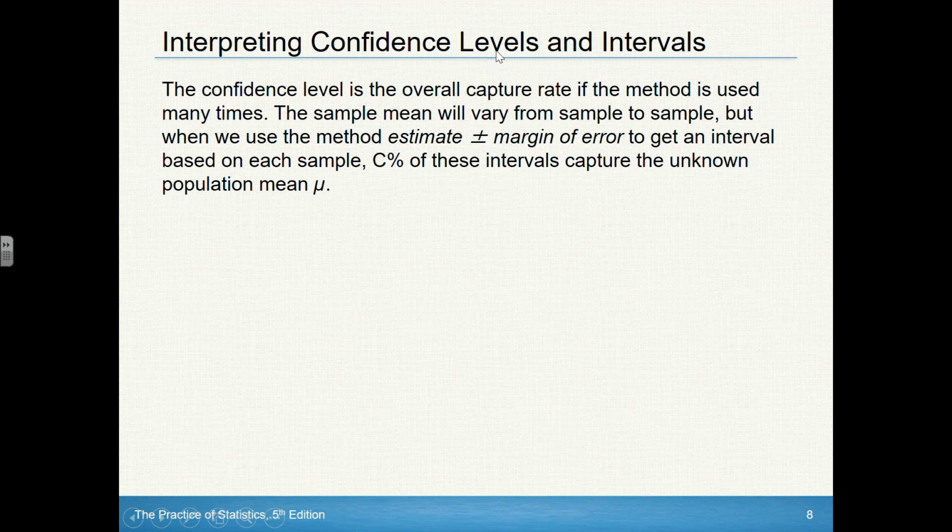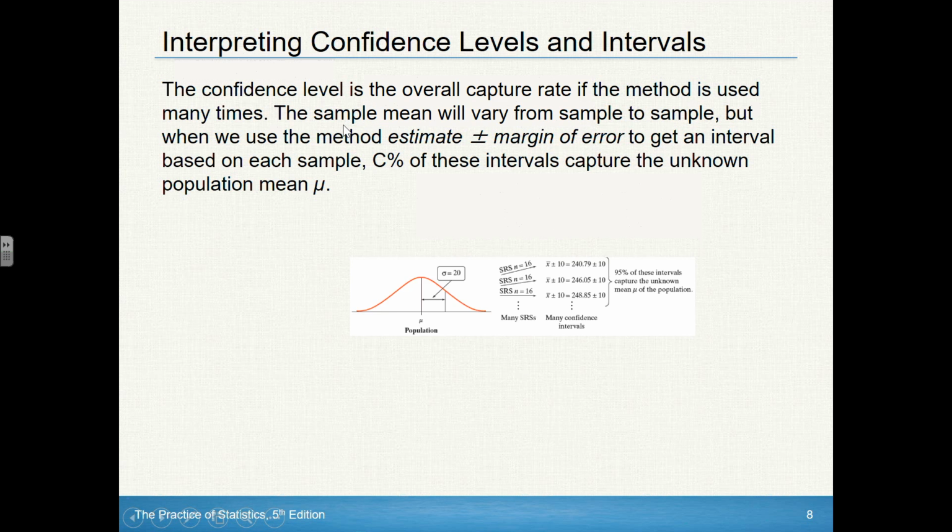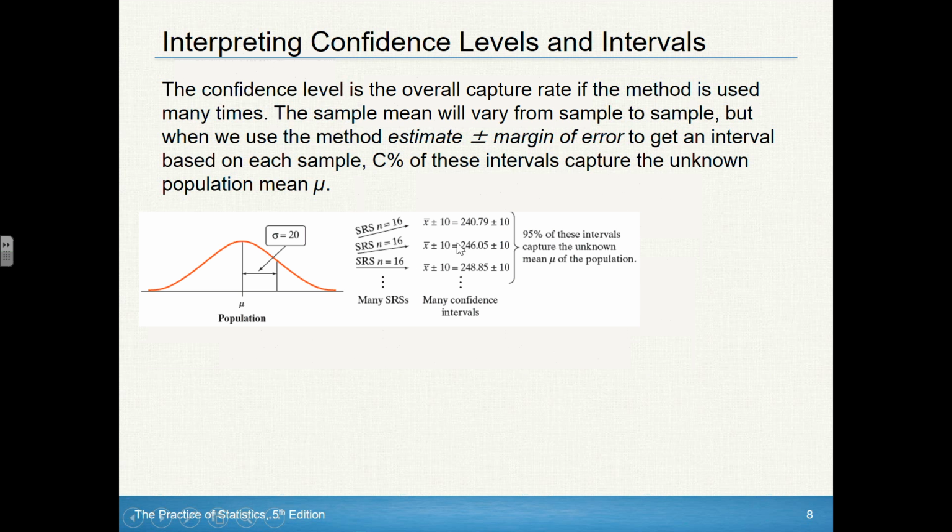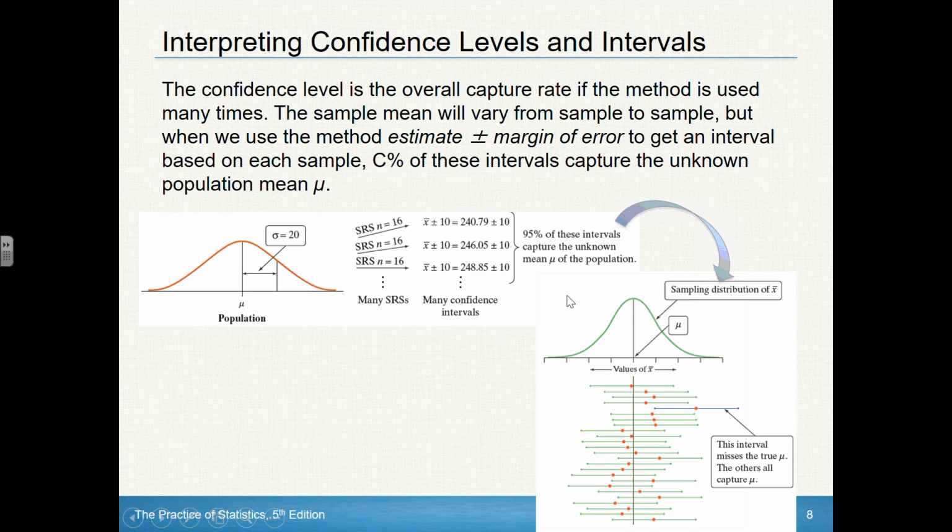Now, we could have any confidence level we want, but we're going to save that conversation for the next video. It says here the confidence level is the overall capture rate if the method is used many times, as I just went through. So if we look at this here, we could have a sample of 240.79 as we got, plus or minus 10, or if I did it again, maybe I got 246.05 plus or minus 10, 248.85 plus or minus 10. If we did this many, many times, 95% of the time these confidence intervals would contain the true mean.